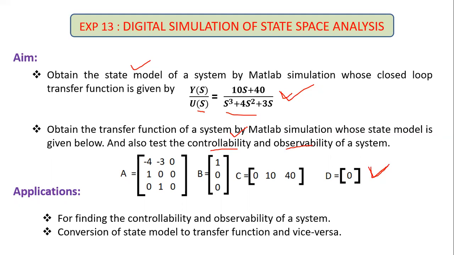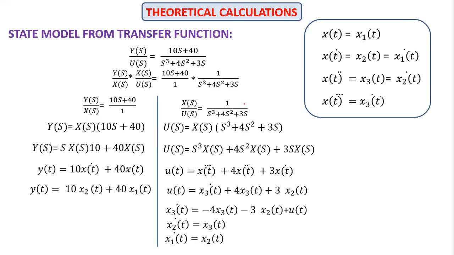First, coming to the theoretical calculations, we will see the first case, where the transfer function is given and we will convert it into the state model. So here we need to find the state model from the transfer function. This is the transfer function: Y of s by U of s equal to 10s plus 40 by s cube plus 4s square plus 3s.